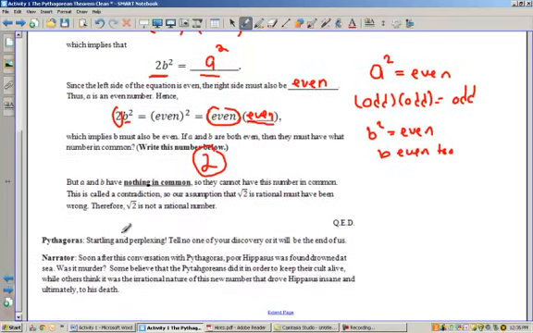So Pythagoras is startled, perplexed. Tell no one of your discovery or it'll be the end of us. And then the story goes that poor Hippasus was later found drowned at sea. Some claim that it was murder, that the Pythagoreans did it in order to keep their cult alive. Others say that it was the irrational nature of this new number that drove Hippasus insane.